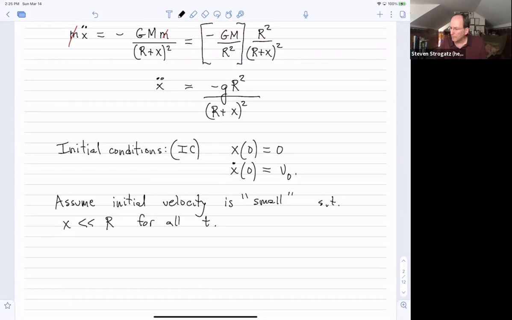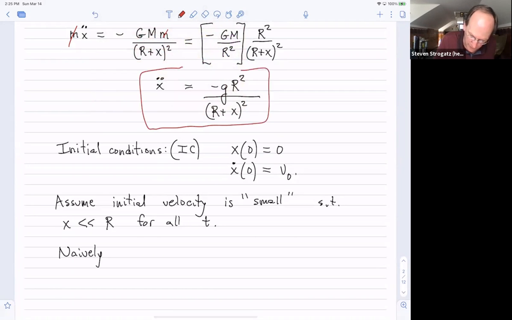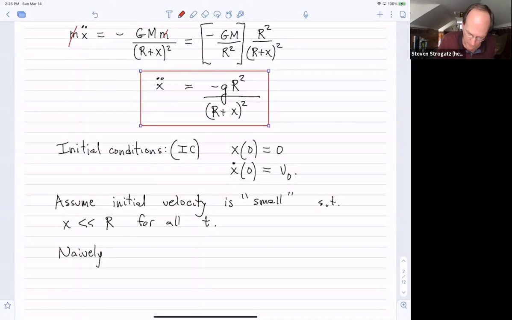Okay. So naively, if you just look at the equation, let's sort of go to the lowest order of approximation. Let me put this governing equation in a box here. Let's focus on this. Right. So naively, thinking of our quantity x as being negligible compared to r, if I could ignore this x compared to this r, then I would just cancel out the r squared in the top and the bottom, and we would be left with x double dot would be approximately just negative g.